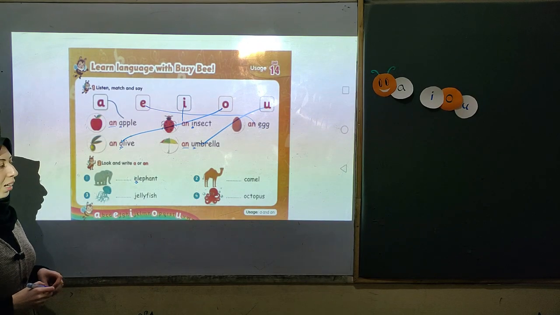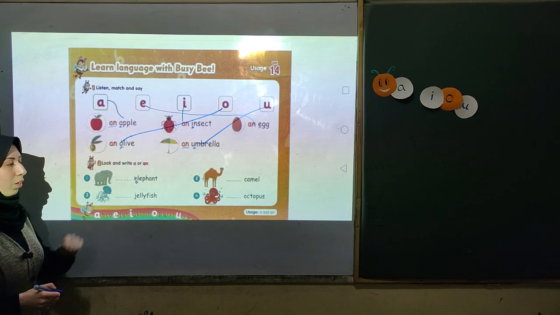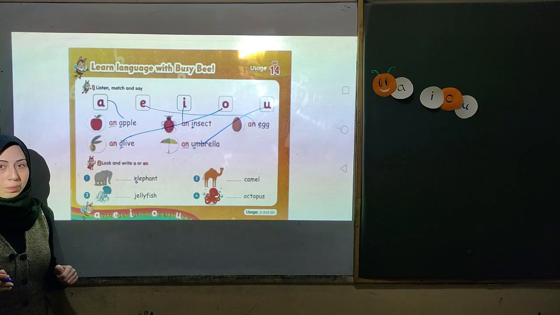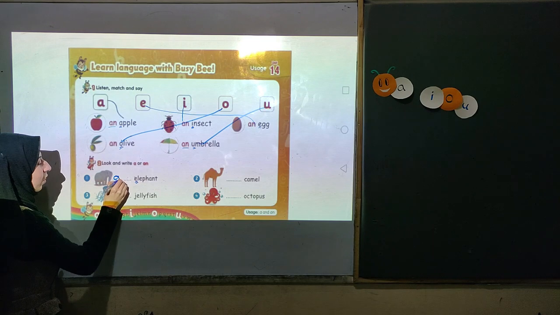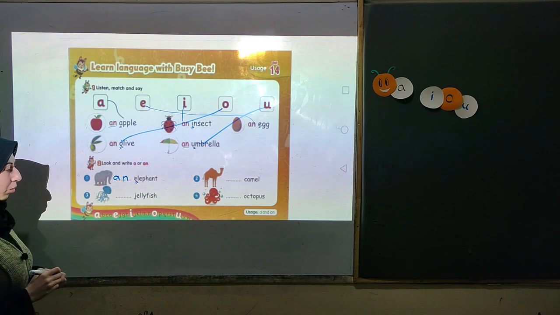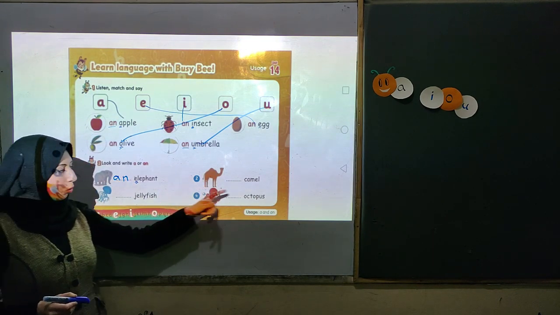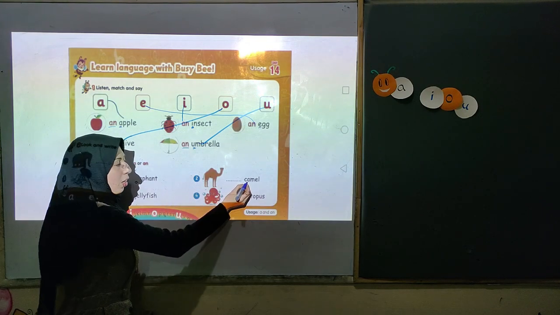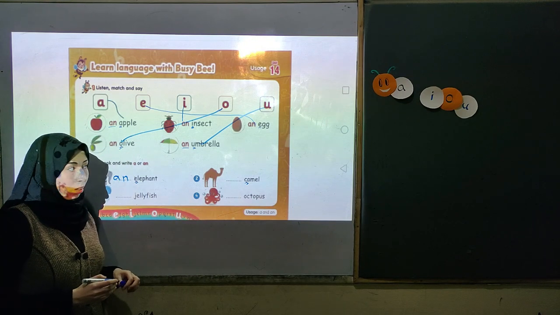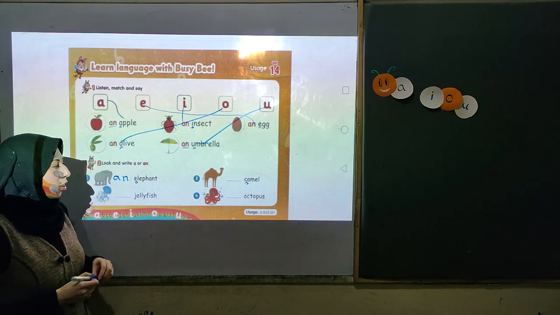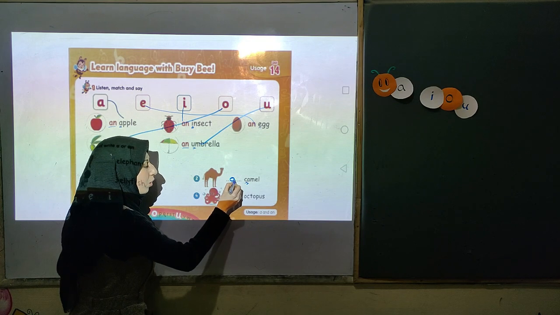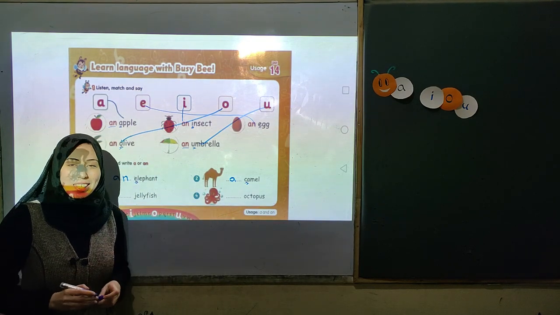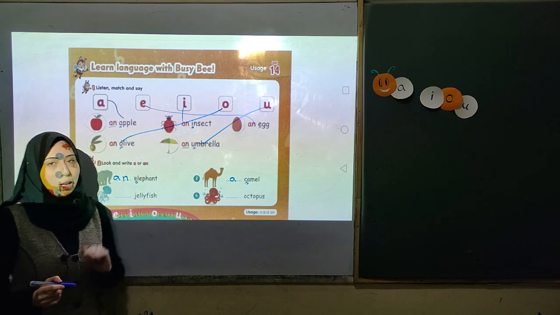Elephant. It's a vowel sound. So I will use an. Excellent. An elephant. Number two. Camel. Is it a vowel sound? Ka? No, it's not. So I will use the article a. A camel. وده معناه انه جمل واحد.